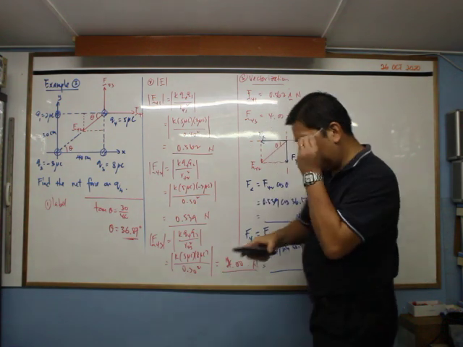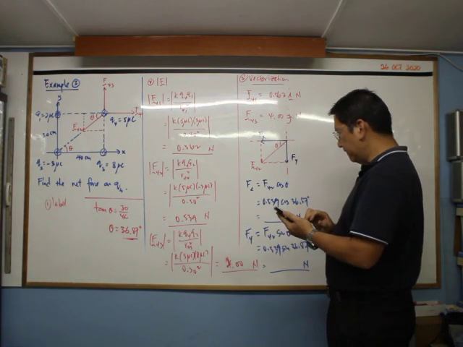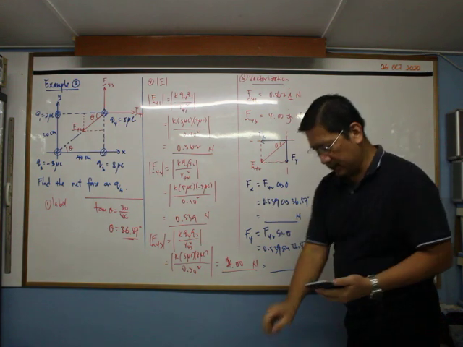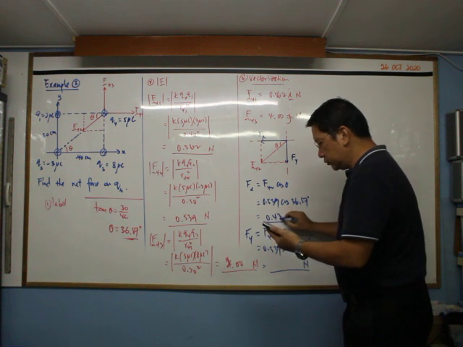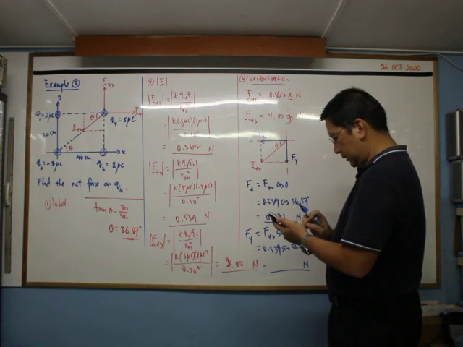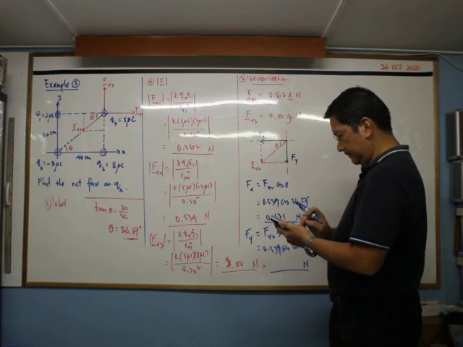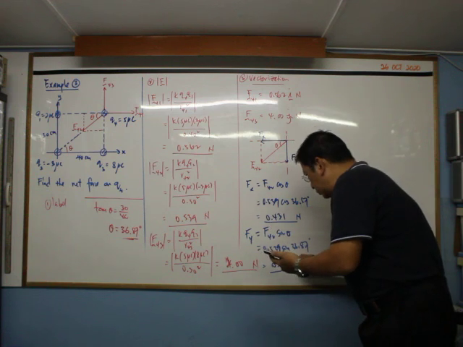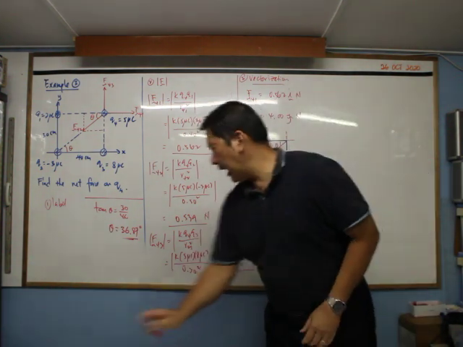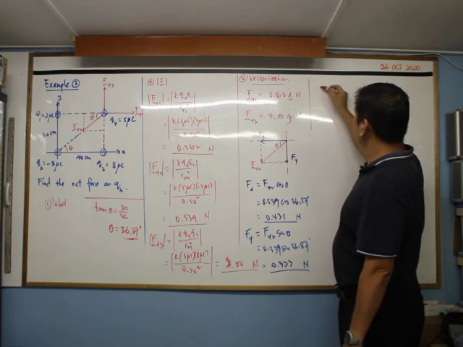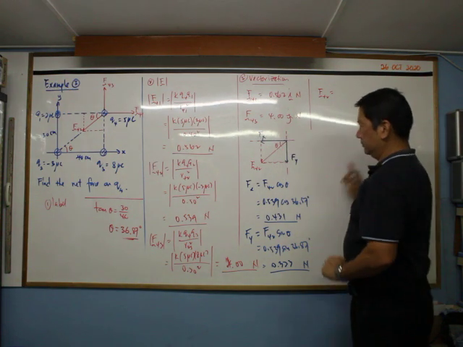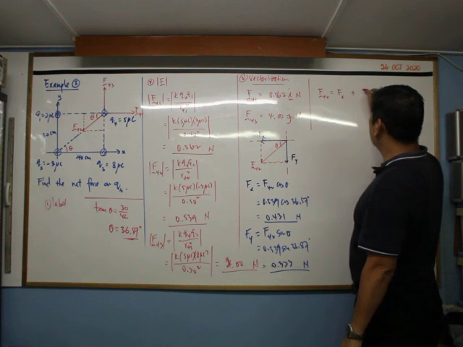Now we go and calculate the value for them. Number 1, 0.539 cosine 36.87. Alright? So I get 0.431. Next one is 0.539 sine 36.87. So we have 0.323 Newton. Okay? So that is our value for the component. So that means our F42 is equal to this vector plus that vector. Okay? So we have Fx plus Fy.